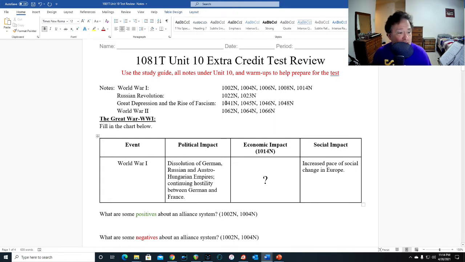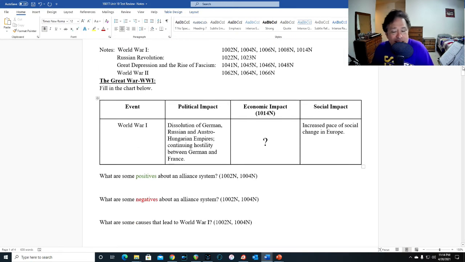So the first thing we have is this chart right here, and it shows the event, political impact, economic impact, social impact, which has the economic impact as blank. So what would go in there? Well, think about what is the economic impact of World War I. We're talking about $338 billion in destruction. Whole treasuries of countries emptied, depleted. Countries having to take out massive loans from the United States to rebuild.